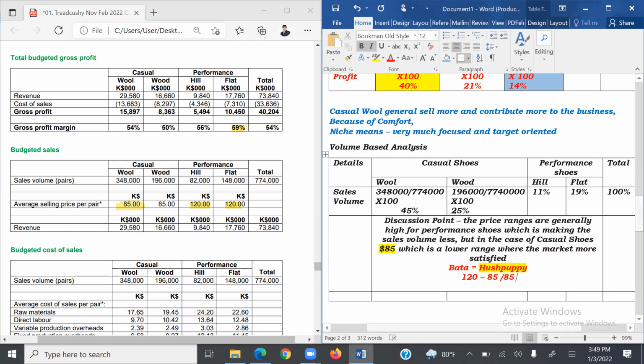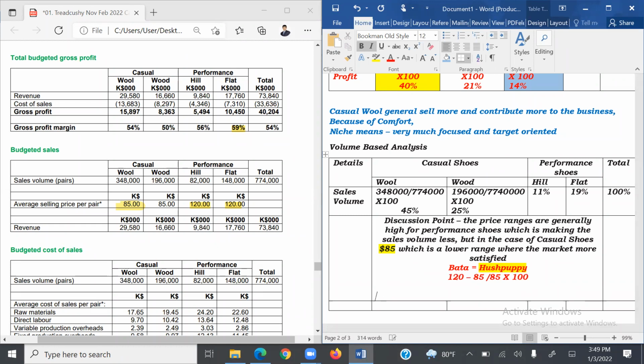120 divided by minus 85 divided by 100. So students, can you quickly tell me what is the valuation of this? That should give you how much, students, if you do not mind? So it's going to be 41% is the difference, right?